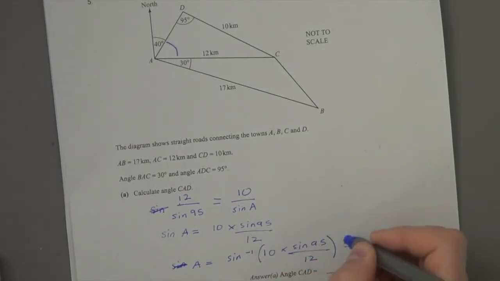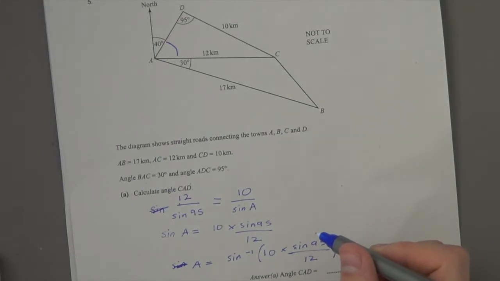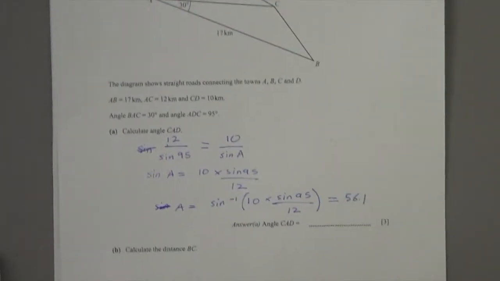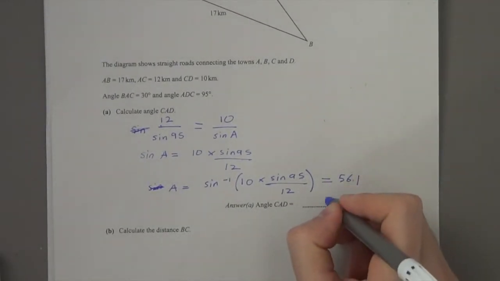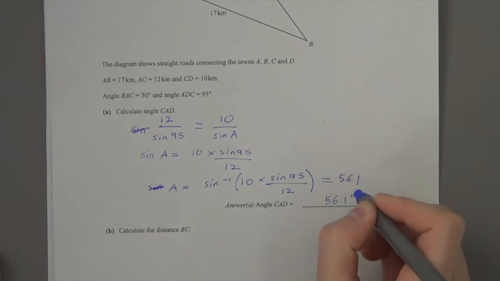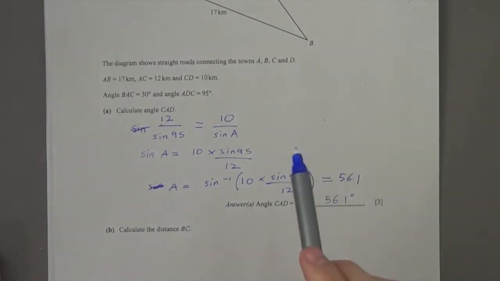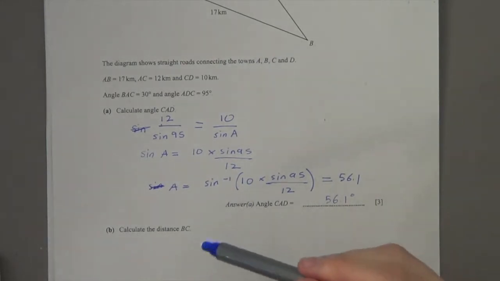Okay, that would give me 56.1 degrees. So 56.1 degrees to 1 decimal point, 3 significant figures. Right, next one. Calculate the distance BC.